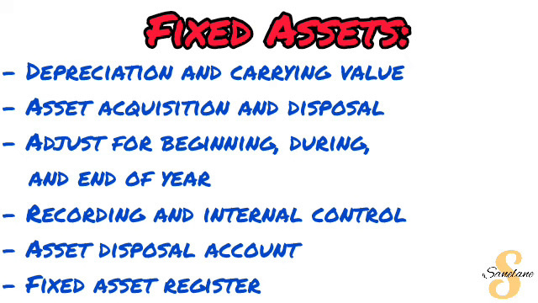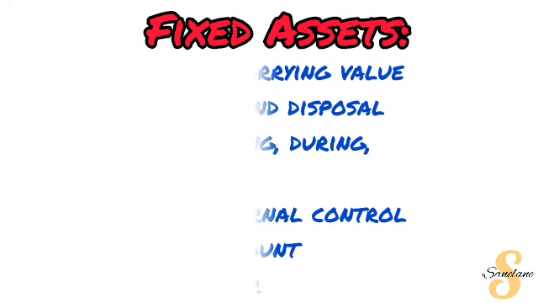So if you had prepared note 3, which is the fixed asset note in your paper one, then you will be comfortable with calculating the amount when we acquire an asset as well as when we dispose an asset. Bearing in mind as you're calculating whether your transaction is from the beginning of the year, during the year, or at the end of the year, because that can affect your treatment. Then you also have to be comfortable with the recording and the internal control of your fixed asset. Then you're also looking at asset disposal account and the fixed asset register.